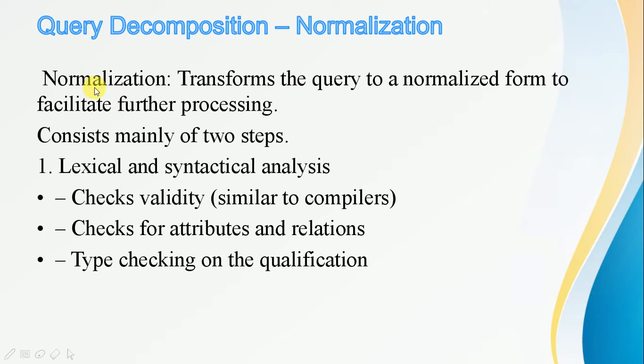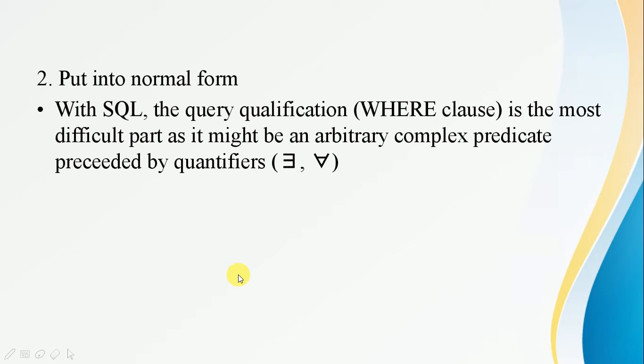Now let's discuss what is normalization. It transforms the query to a normalized form to facilitate further processing. It consists mainly of two steps: lexical and syntactical analysis. It checks validity similar to compilers. It checks for attributes and relations, type checking on the qualification. Second, put into normal form.